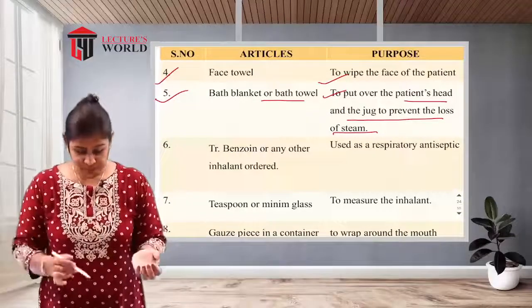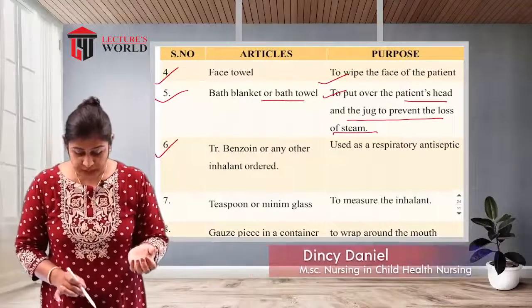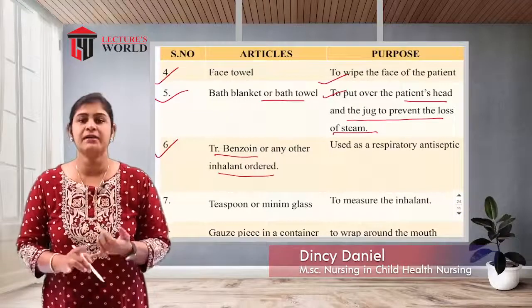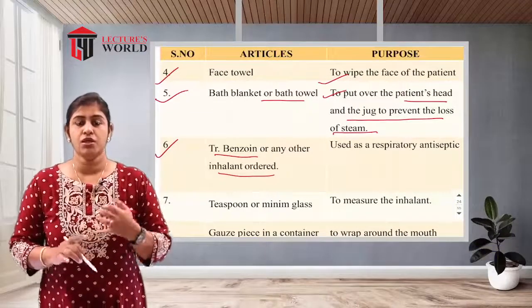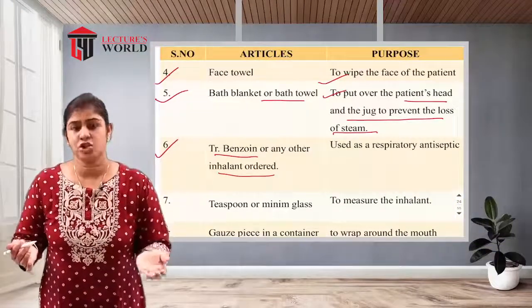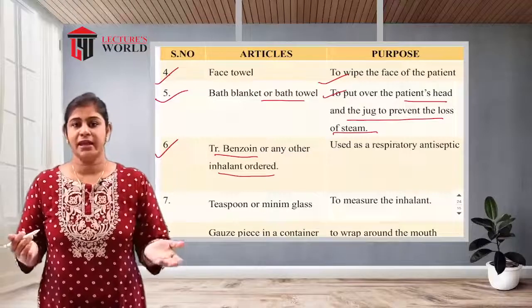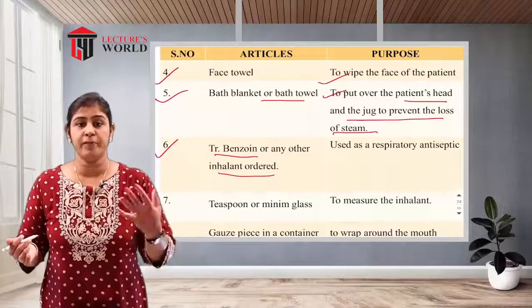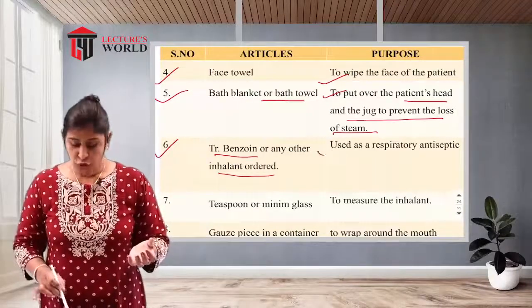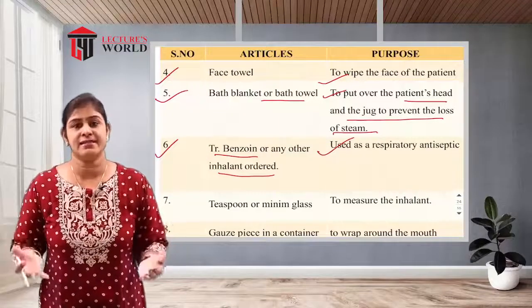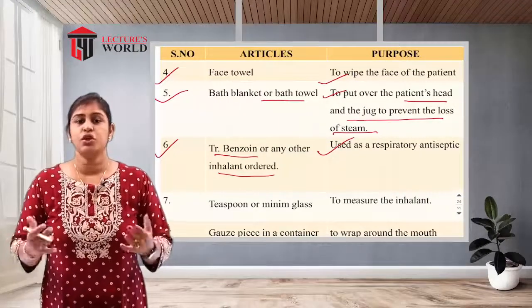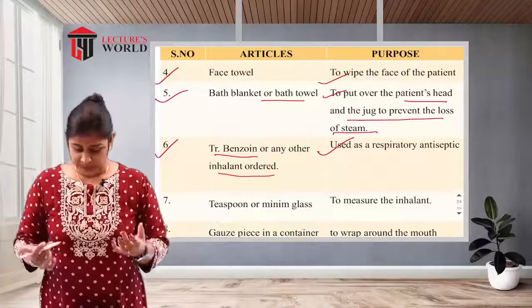Next we require tincture benzoin or any other inhalant ordered. So next we require tincture benzoin or any other inhalant that is ordered by the physician, to use as a respiratory antiseptic. Why are we basically using it? To use as a respiratory antiseptic.